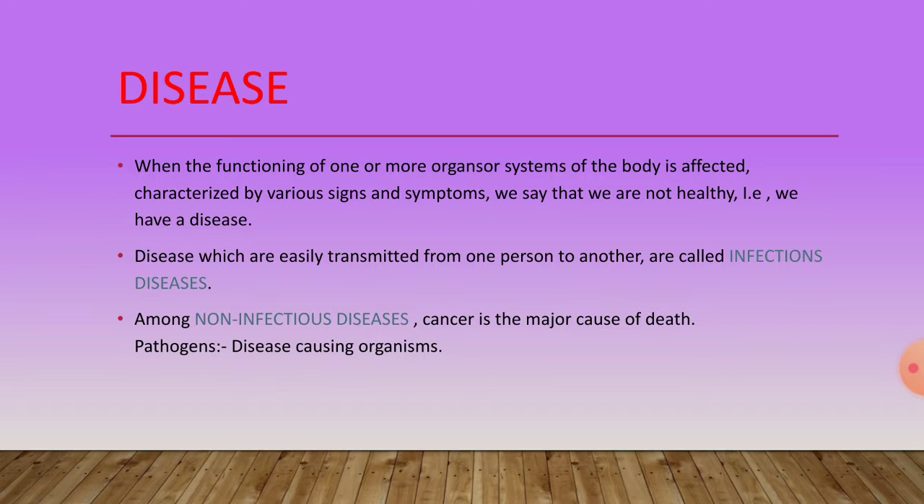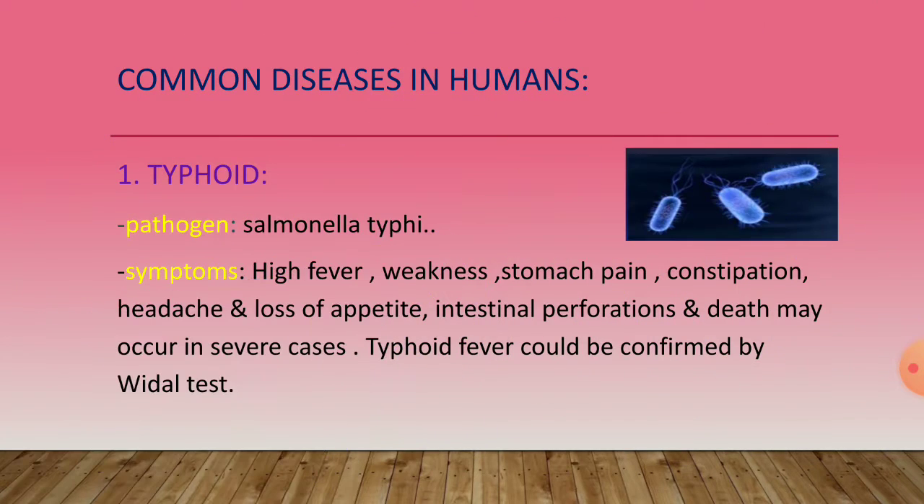Examples of infectious disease are AIDS, typhoid, tuberculosis, etc. And examples of non-infectious disease are diabetes, cancer, etc. Cancer is a major cause of death. Pathogen. What are pathogens? Disease causing organisms are known as pathogens. Now the next topic of this chapter is: what are the common diseases in humans?